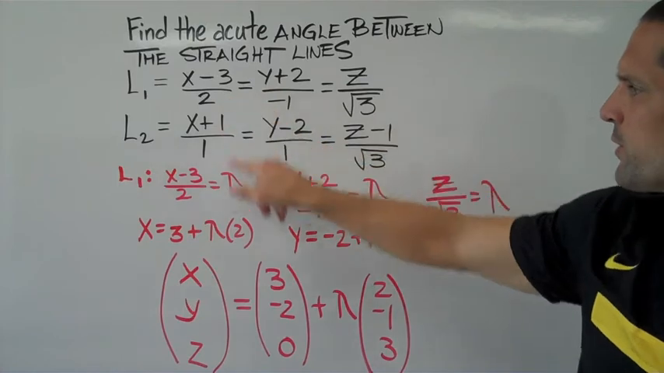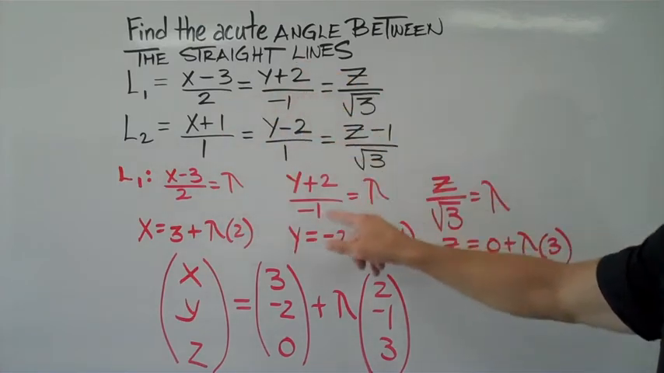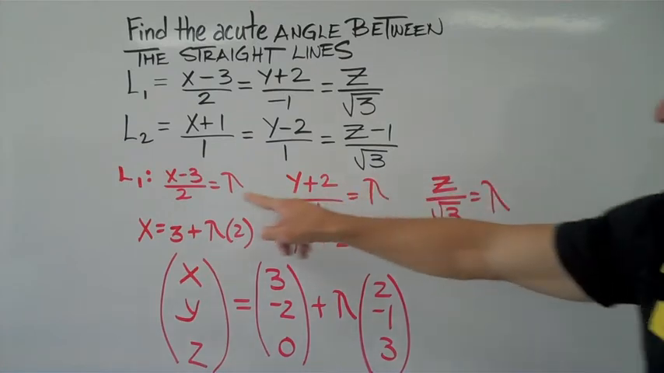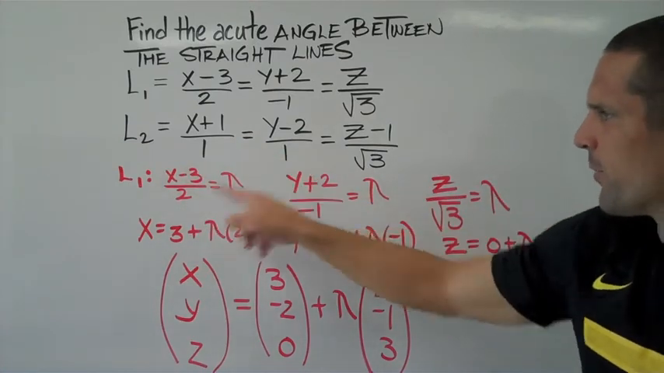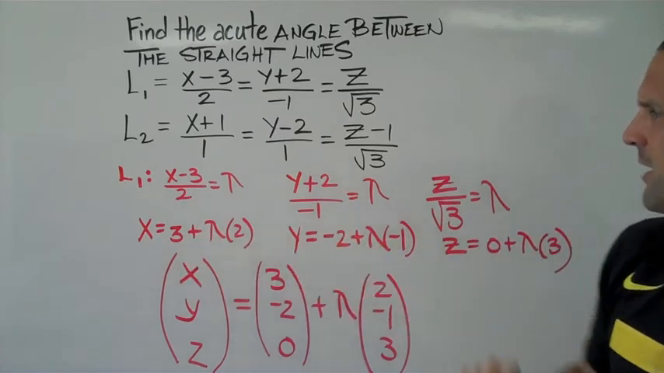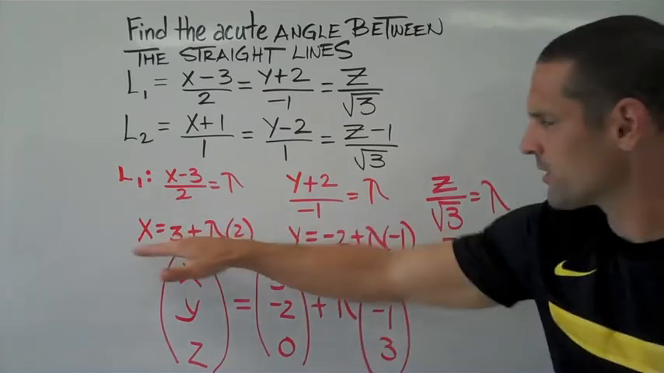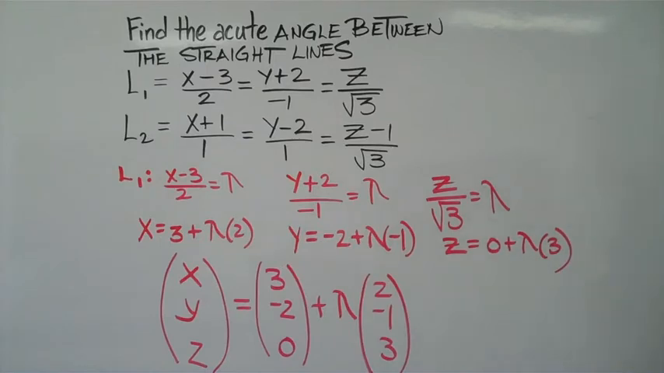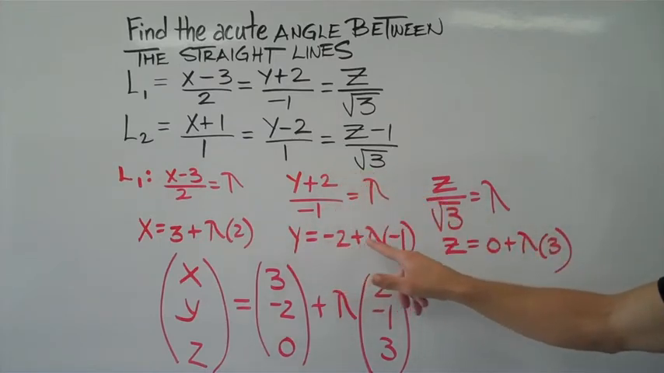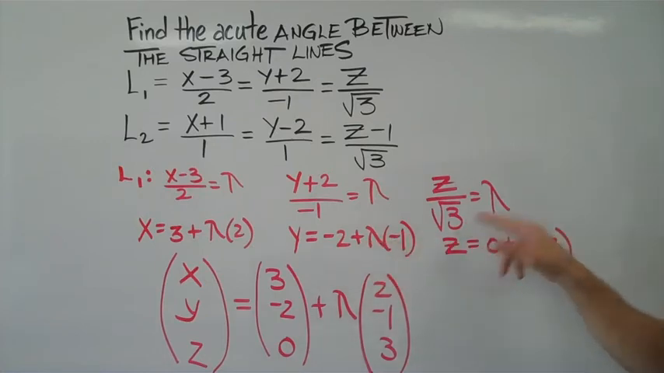So (x - 3)/2 equals lambda. (y + 2)/(-1) equals lambda. z/√3 equals lambda. Well, if that's the case, if I'm looking at this equation here, I can multiply by 2 and add 3. And I get x is equal to 3 plus lambda times 2, which should be familiar to you as the parametric form. And then if I multiply by negative 1 and subtract 2, we get y equals -2 plus lambda times -1. If I multiply by the square root of 3, I get z equals 0 plus lambda times the square root of 3.